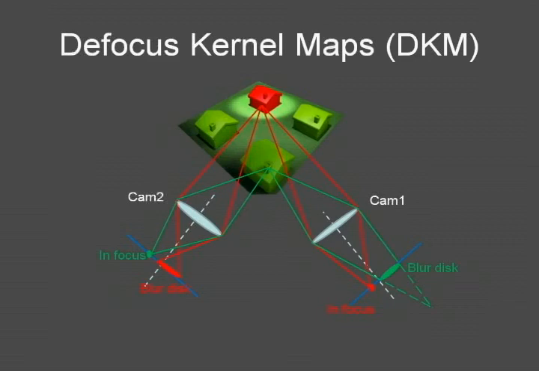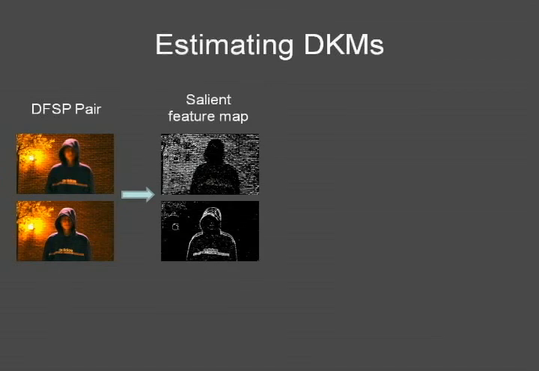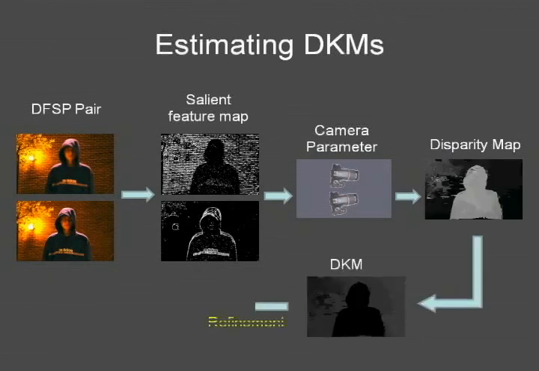We aim to reconstruct a defocus kernel map, or DKM, for each image. To estimate the DKMs, we first extract the salient features in each image and use them to estimate camera parameters. We then integrate the defocus kernel map estimation with the disparity map solution process and refine the salient maps.